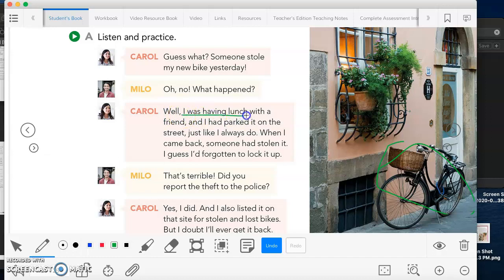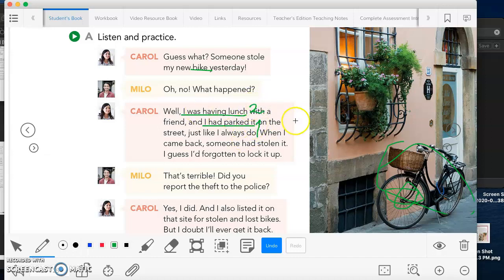I was having lunch with a friend and I had parked my bike on the street. So we say that the first thing that this person did was arrive. She arrived and then she parked her bike. And after she parked the bike, she went and had lunch. So this action happened first and then this action happened later.